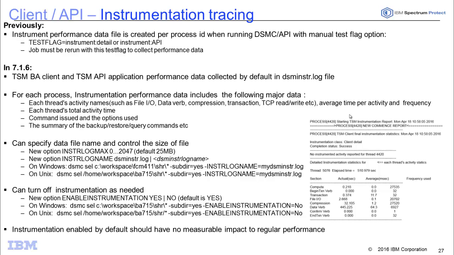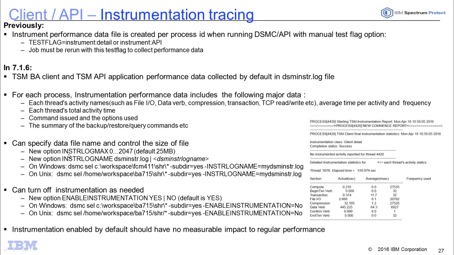Now in 7.1.6, both the backup client and the TSM API will collect data by default and store that in the dsminstr.log file. The type of information we'll collect for each of the processes includes the thread's activity names, such as the file I/O, data verb, compression, transactions, the average time per activity and frequency, each thread's total activity time, the command that was issued and any options that were utilized, and the summary of the backup, restore, and query commands. You can specify a log name and the size of the file.